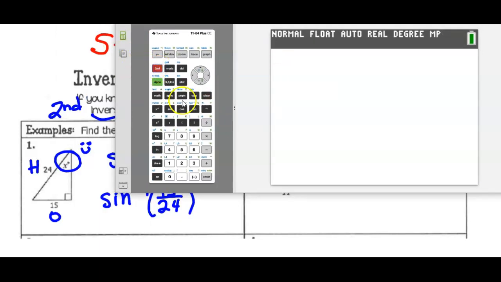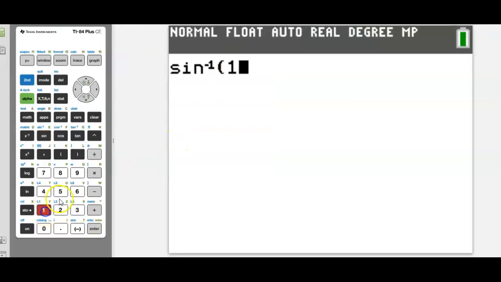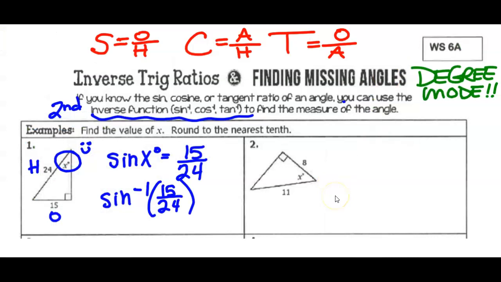Then if I hit clear, for this problem, I was supposed to type second sine, so the second button and then the sine function, so that I get that little -1, which tells me I'm finding an angle. And then it's 15 divided by 24. And you can close the parenthesis or just hit enter. So we have 38.7 degrees. It says round to the nearest tenth, so I will leave it 38.7 this time. All right.